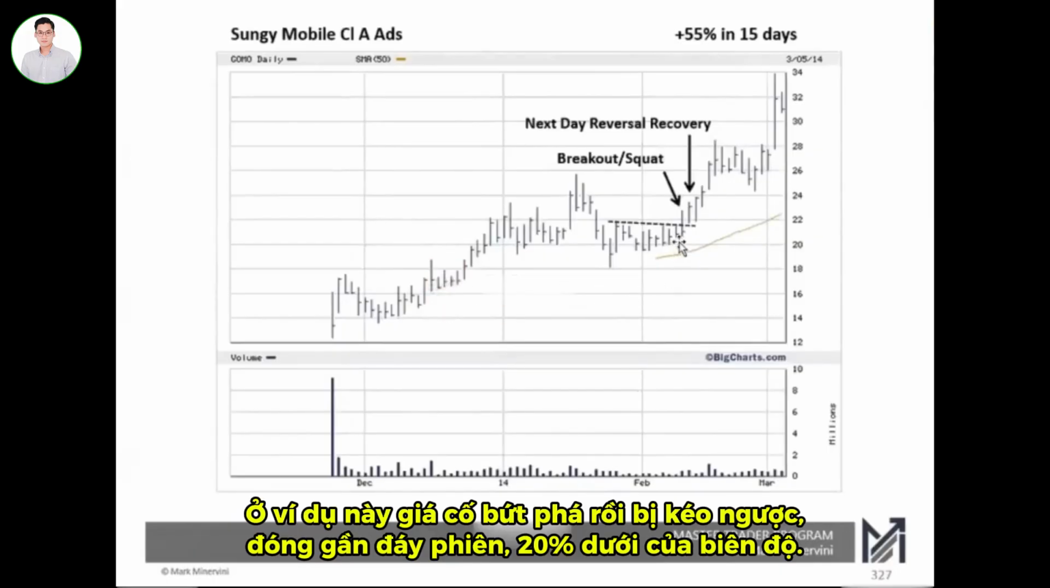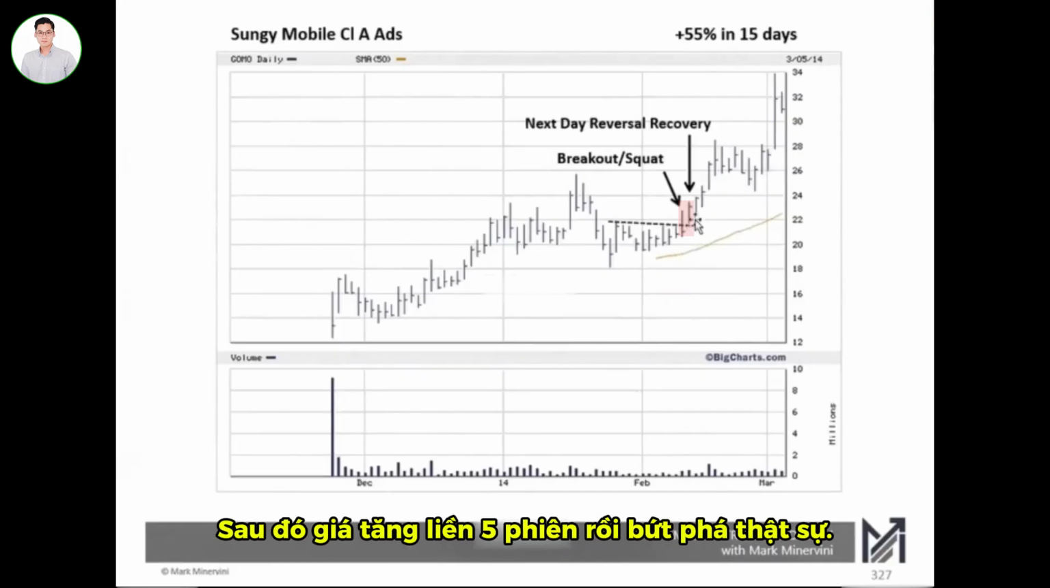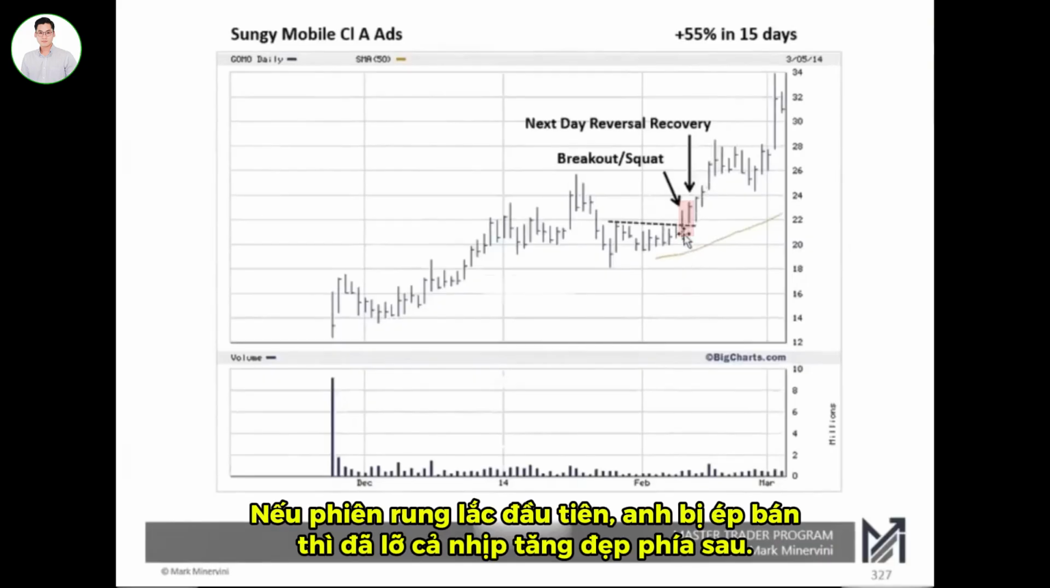So here we try to break out, we come all the way back down, close maybe in down to 20% of the range. Next day you get a gap up and then right back, and then it's 1, 2, 3, 4, 5 days up. And now you get the breakout. See, if you got shaken out there on that small little pullback in the first day of breakout, you would have missed this nice move coming out.